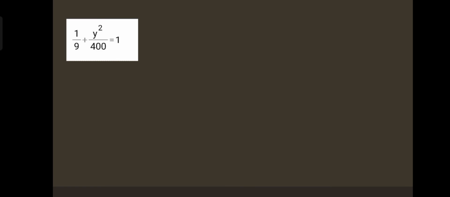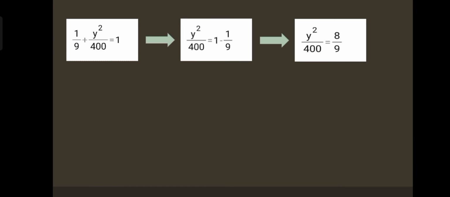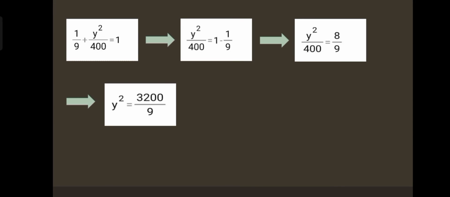Then, reducing 400 over 3600 to its lowest terms, it will give us 1 over 9. Then I move 1 over 9 to the right, so it became negative. So 1 minus 1 over 9 will be 8 over 9. And then, to eliminate the denominator of y squared, we just need to multiply both sides of the equation by 400. So 400 will multiply by 8, and that will be 3200 over 9.